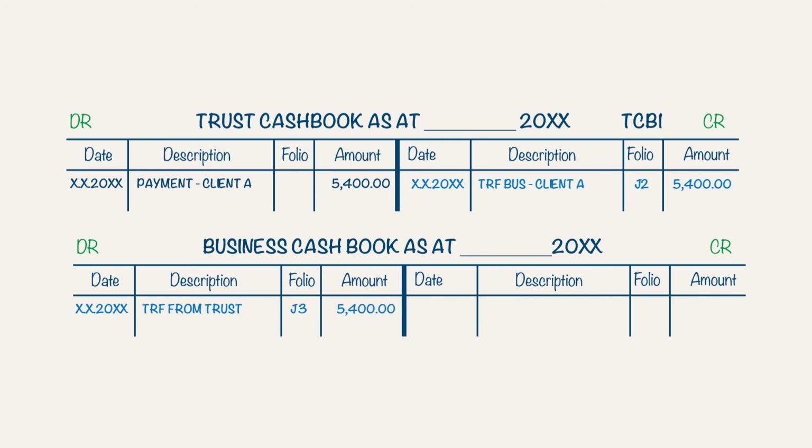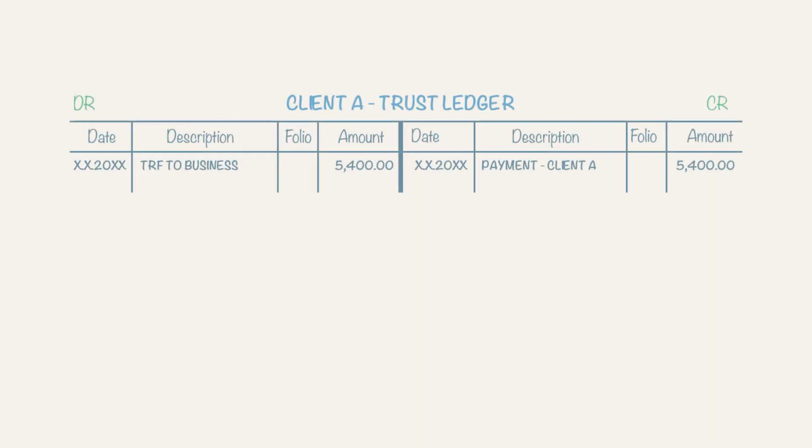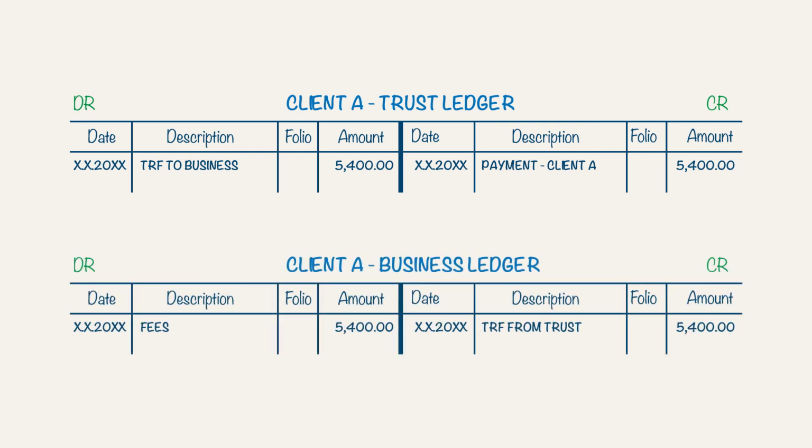The effect of the above entries is: A. Trust ledger of client A. On the credit side, you have the deposit received. On the debit side, you have the transfer to business. B. Business ledger of client A. On the credit side, you have the transfer from trust. On the debit side, you have the fees raised. You have now completed the exercise on the transfer journal.